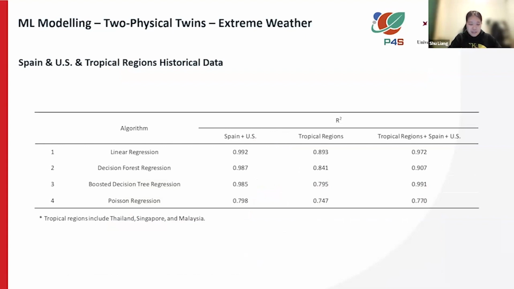We also use different historical data to make the model and use different algorithms. You can see that when we use the Spain and US historical data, we get a higher R squared. But with just the tropical historical data, it's lower than the previous model. When we combine those data, it improves, but it's not better than the first model.